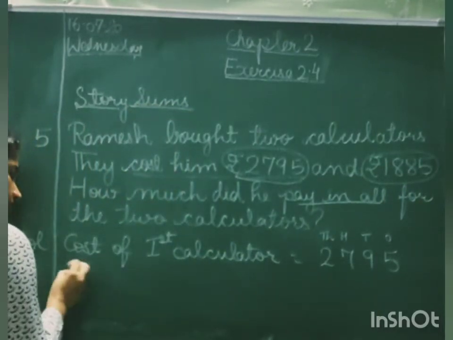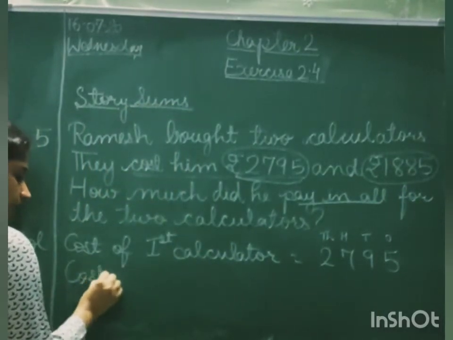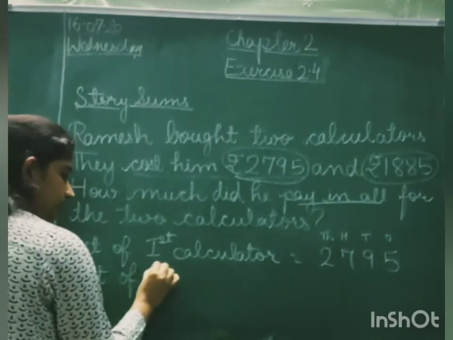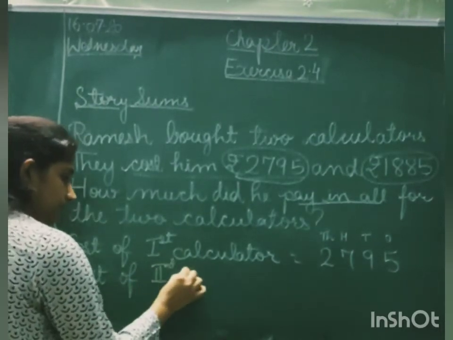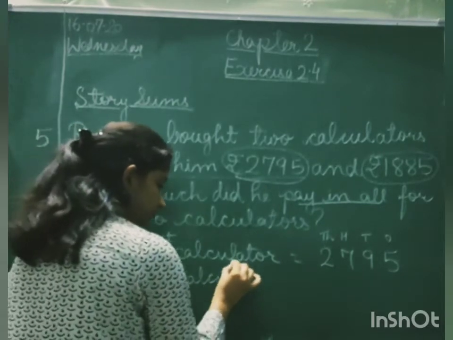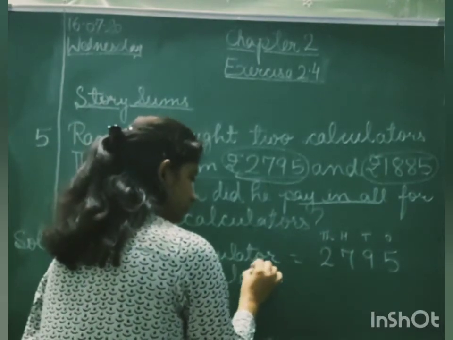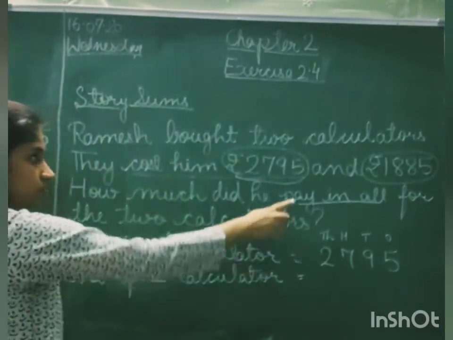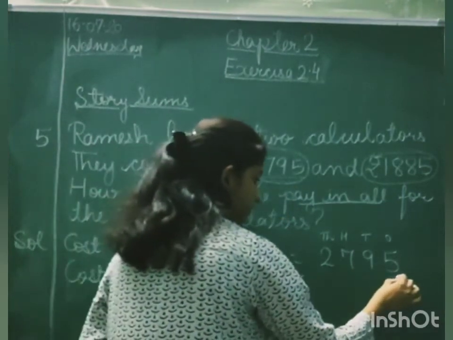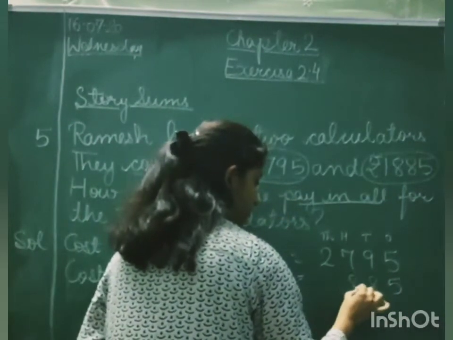Cost of second calculator. So what will I write down? Cost of second calculator is equal to how much? 1,885. So let's start writing from here.